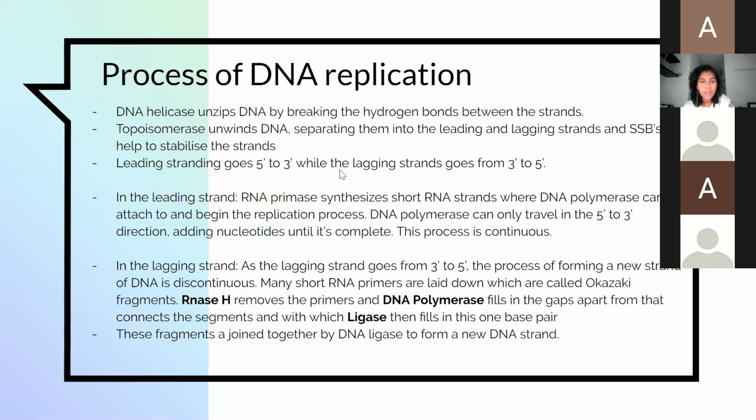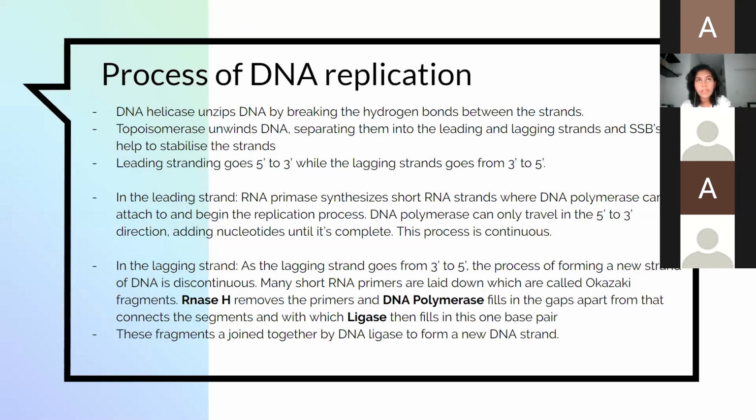So the leading strand is what goes from 5' to 3', while the lagging strand goes from 3' to 5'. And this antiparallel structure of DNA gives an important consequence when it comes to replication. The leading strand is quite straightforward. RNA primase synthesizes an RNA primer where DNA polymerase can attach and begin the replication process.